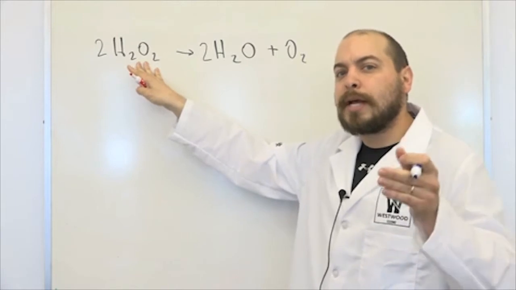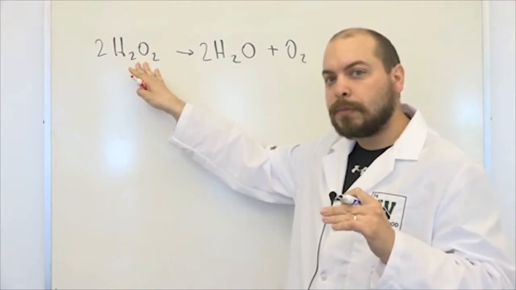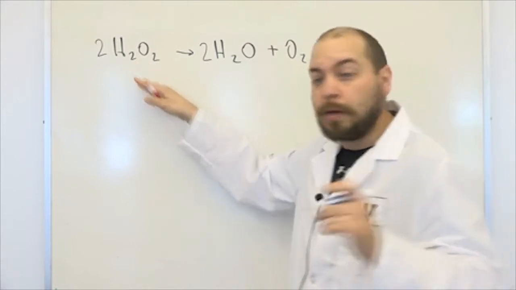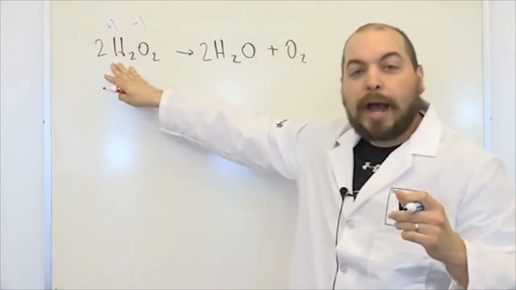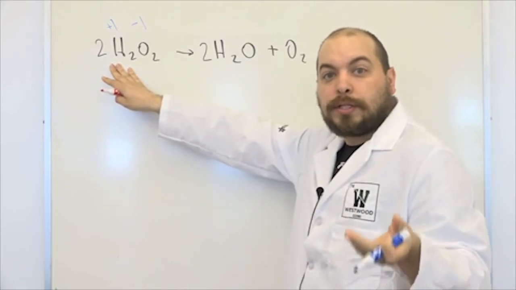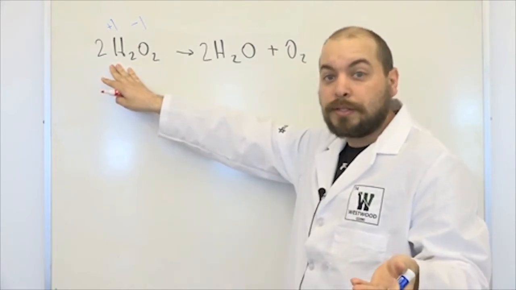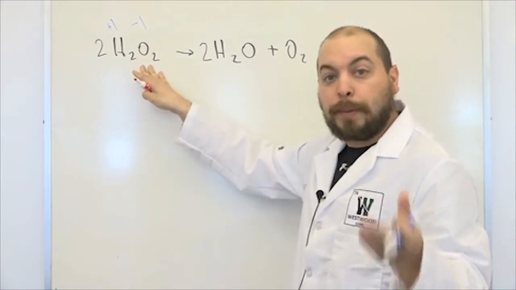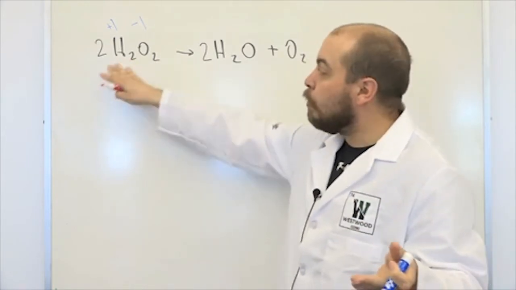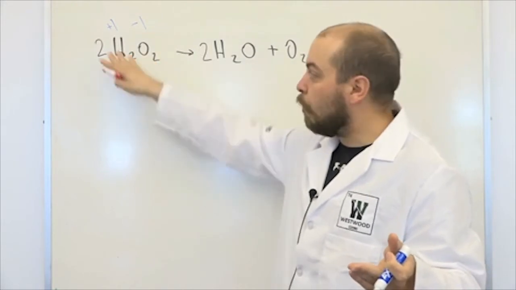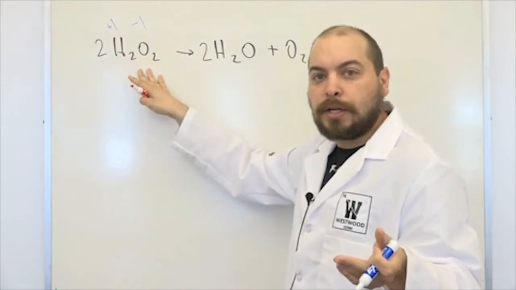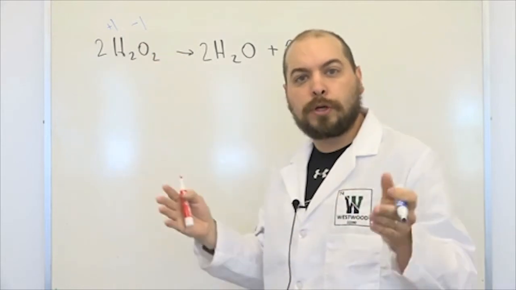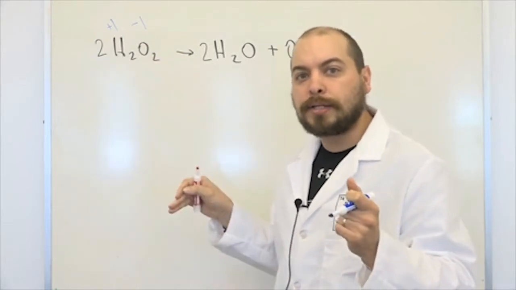Remember that peroxides are one of our exceptions for oxygen. Normally, oxygen's -2, but in peroxides, it's actually going to be -1. The hydrogen, because it has only one electron to give, is going to be +1 in this situation. So we've got +1 for the hydrogen and a -1 for the oxygen. You add them together, and the overall sum of oxidation numbers, +2 and -2, add to 0, which is the overall charge of our compound, hydrogen peroxide.